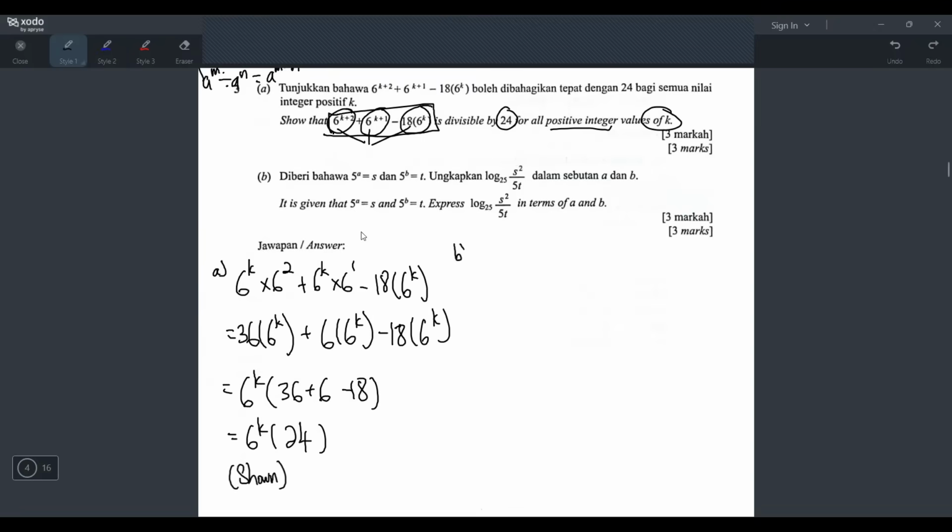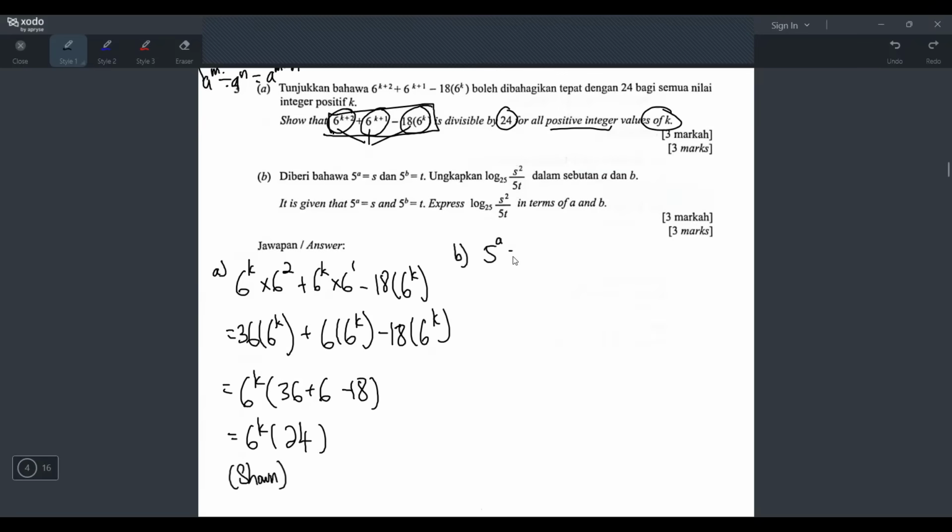I think that's all. So that's done. All right, so now let's do B. B says: it is given that 5 power A equals S, 5 power B equals T. Express this whole thing in terms of A and B. If you look at the information they gave, the information has no log. They give you in indices form, index form. But the one they ask us to find has log. So how? We make the information have log too.